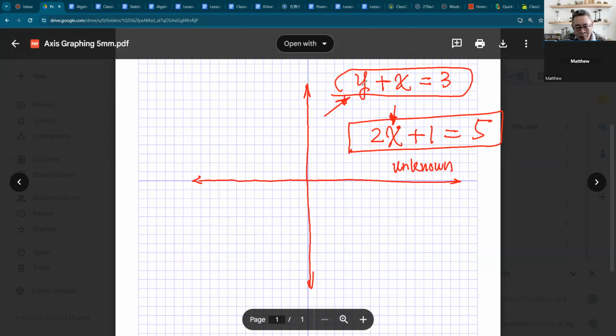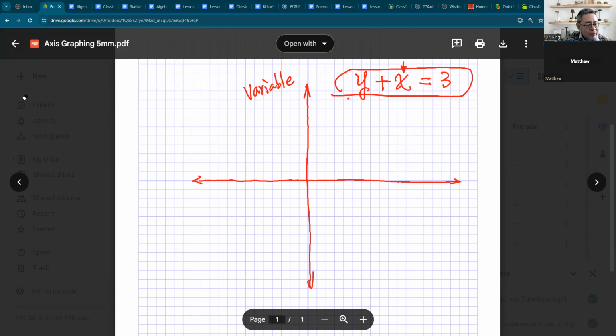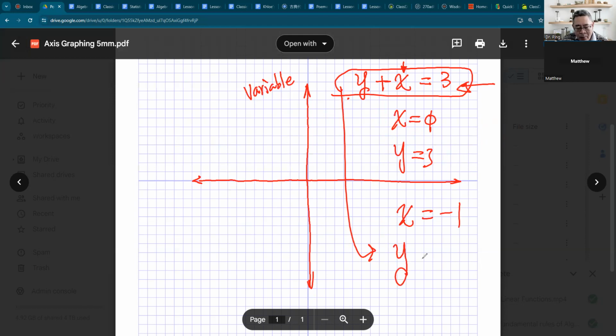In this case, x and y are two variables, because x can take any value. But if x takes a value, then the y value is fixed. For example, if x is 0, then this equation becomes y equals 3, so we know y is 3. If x is -1, then this equation becomes y minus 1 equals 3, then y is equal to 4. Good?